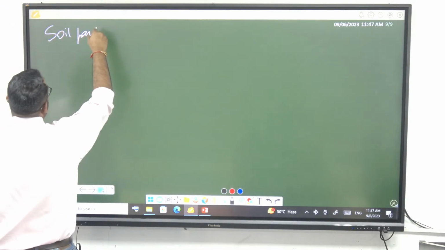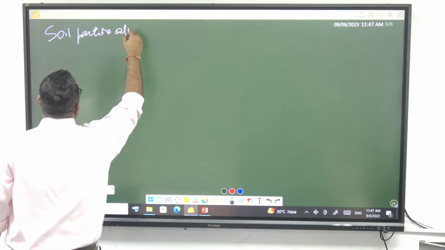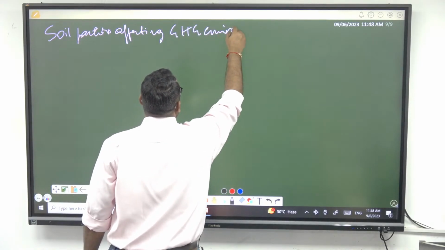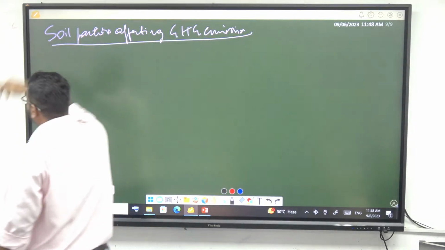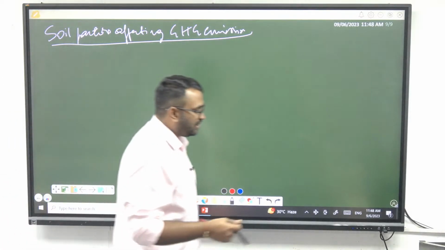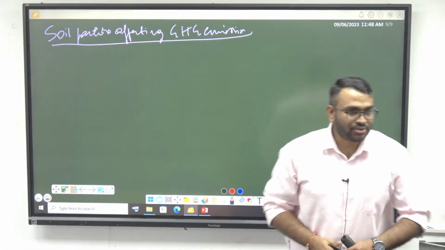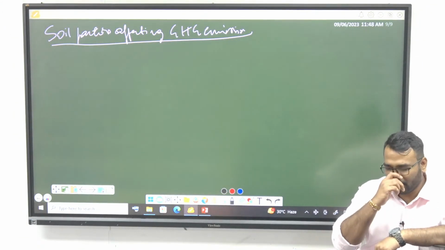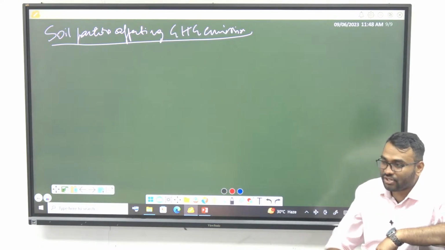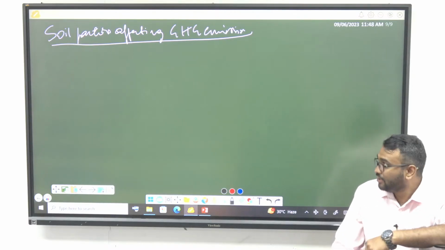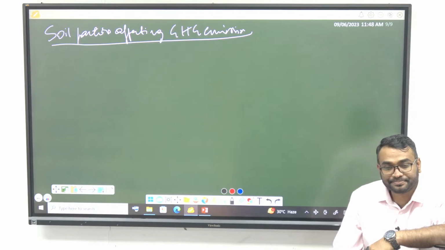Soil factors affecting greenhouse gas emissions. In fact, if you look at the syllabus, the exact same line is there in the syllabus itself. So soil, as I told you, is a source and sink of carbon, and also a source and sink of greenhouse gases. So here they are asking what are the factors which contribute to soil being a source of greenhouse gases, right? So what are the factors?